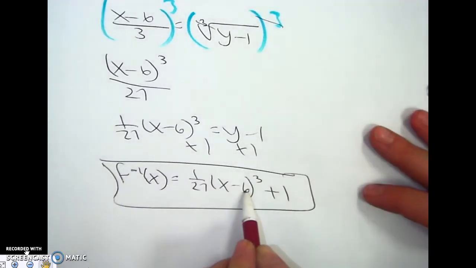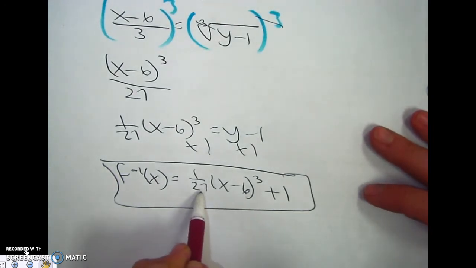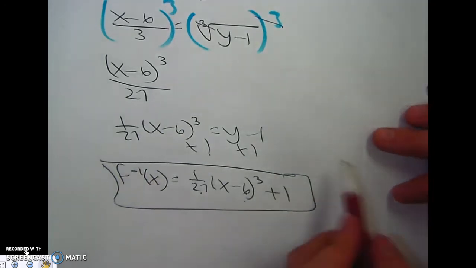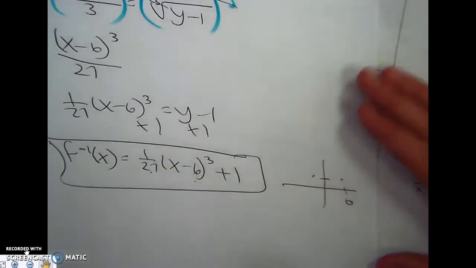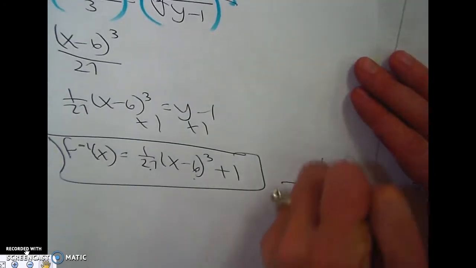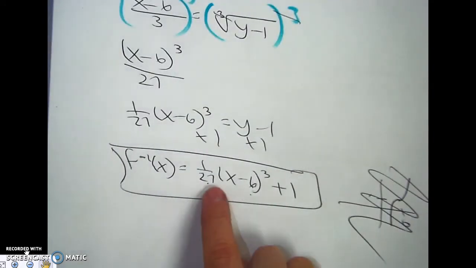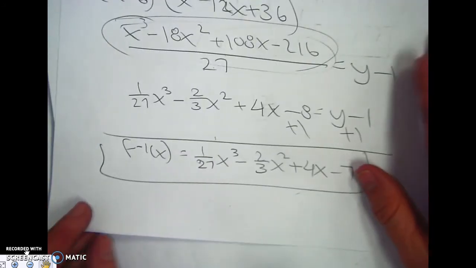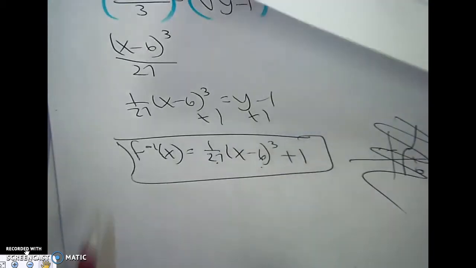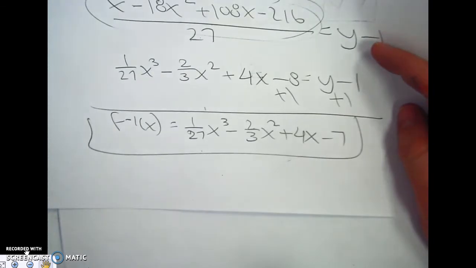Where this is a cubic function, and you can see that it's a vertical compression by a factor of 1/27. The vertex is 6, 1, so if I was to graph it, 6, 1. Okay, and you can kind of see that it's a cubic function. Boom, there's the vertex, just for your side knowledge. Okay, so either way, whether you give me this answer or this answer is good to go. And what I might do, which kind of sounds fun, is if it's multiple choice and I give you this, I'll give you bonus if you can give me this. Okay, so that sounds like a good plan.